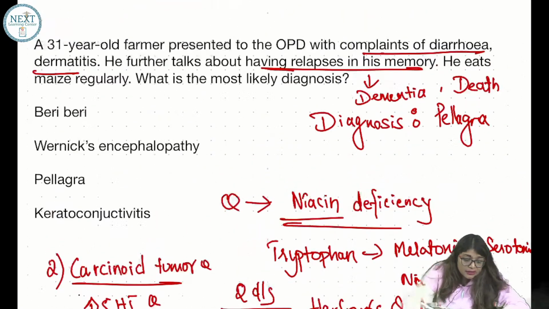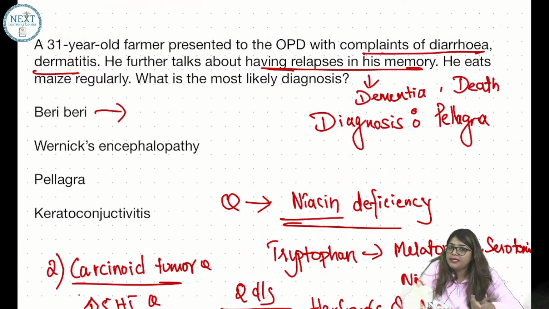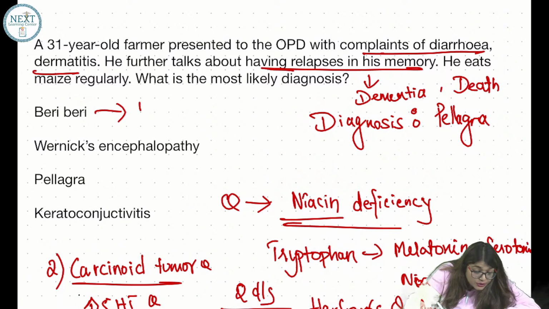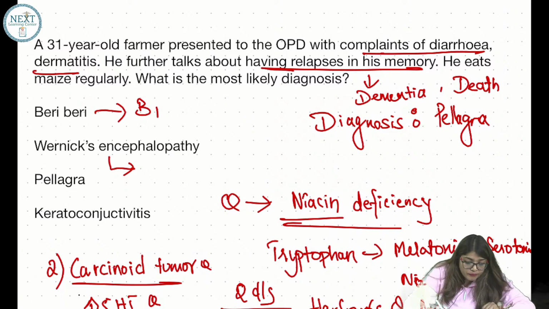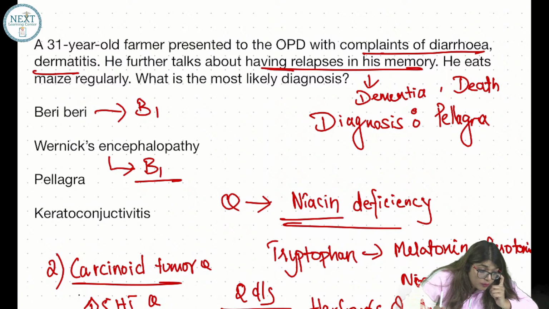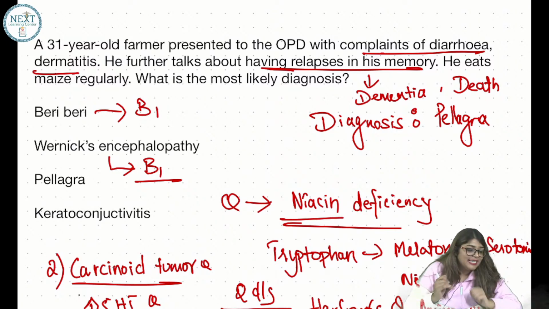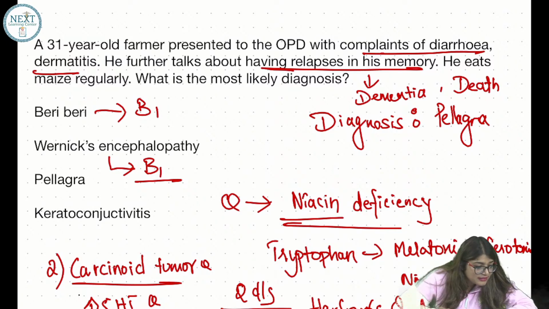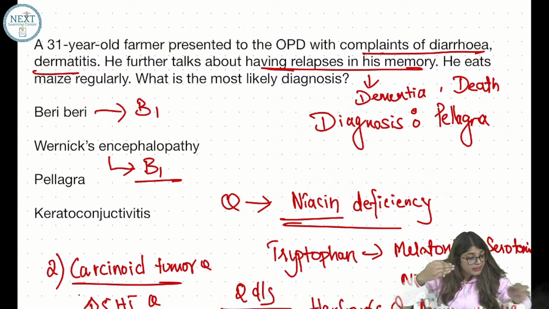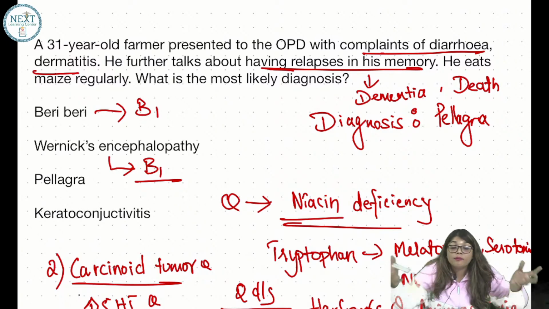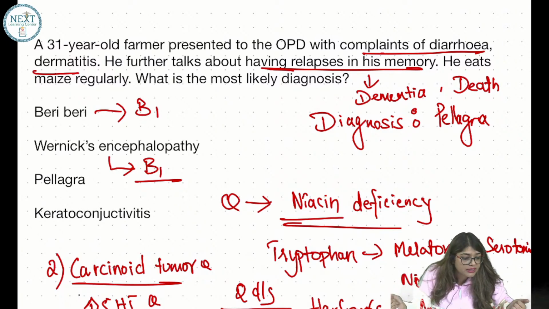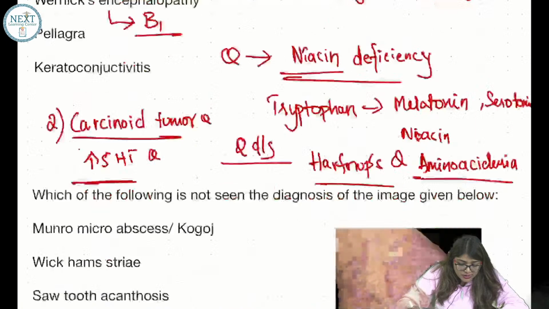They have been asked. What about beriberi? Beriberi, again, you have 2 types: wet beriberi and dry beriberi. They are caused due to vitamin B1. Even Wernicke's encephalopathy, you know, it is vitamin B1. Right? So, I'm very glad that with just one question, you can see how many more questions we can solve.